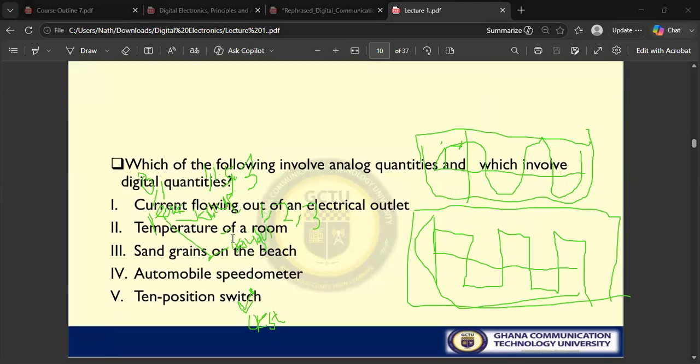And then the temperature of a room. What do you think, is it analog or digital? Analog. Temperature of a room, okay, thank you very much. It's an analog signal because you can have constant intervals, you can have 16.5, 14.5 and all that. So it's an analog signal.